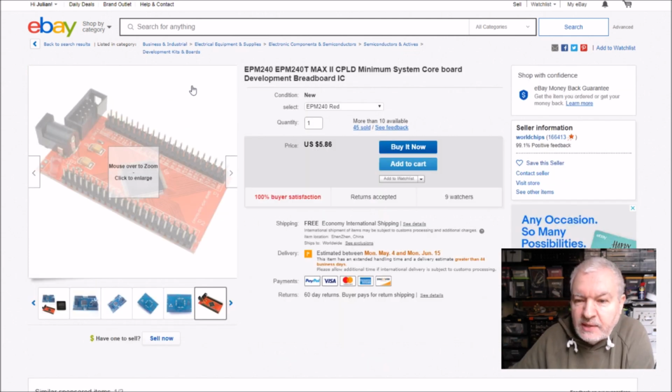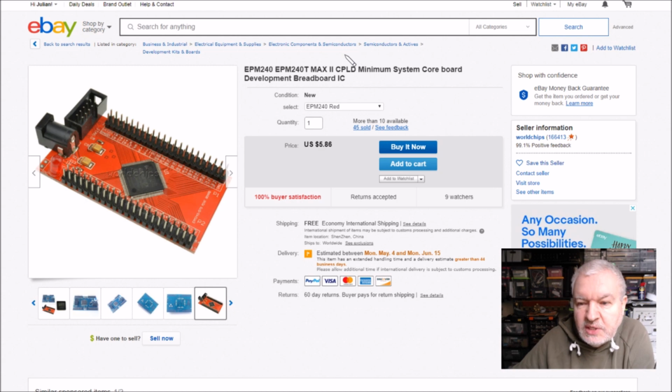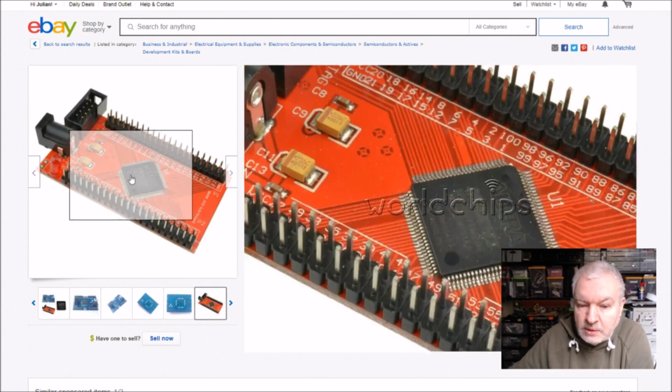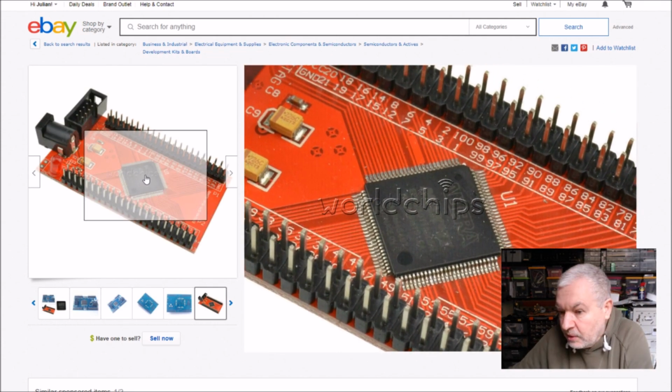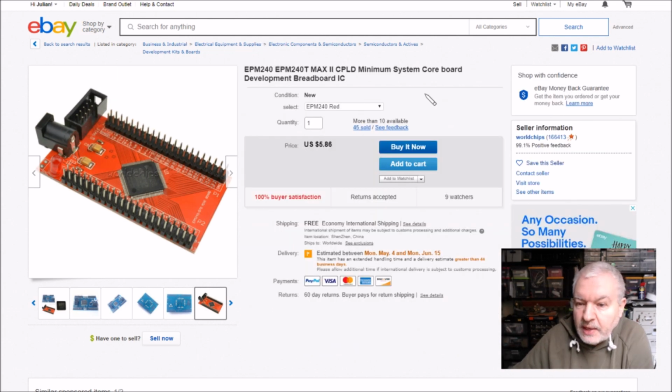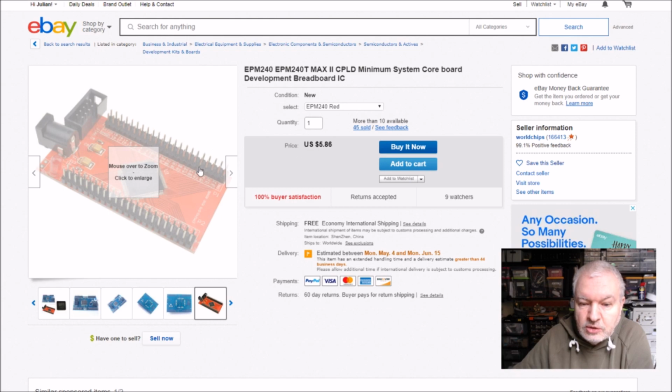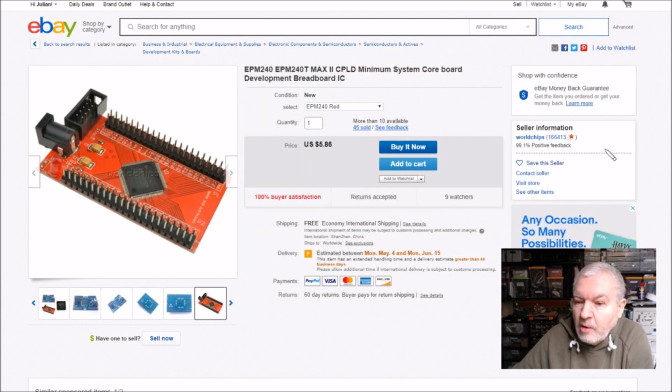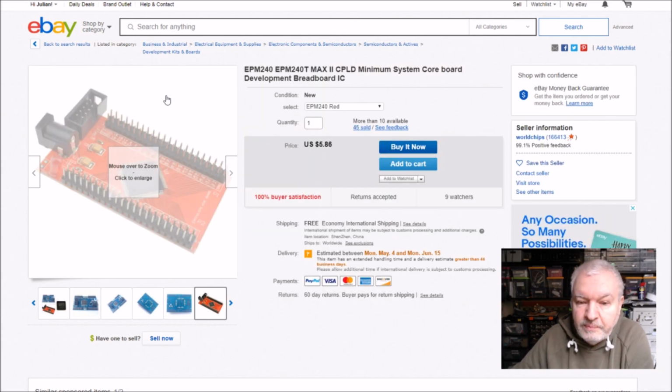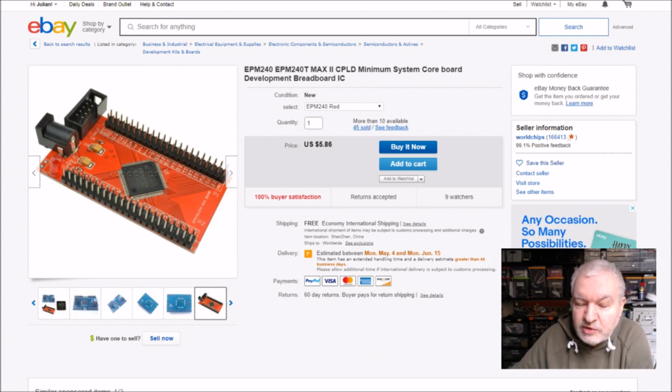But you can get CPLDs, which are sort of primitive, simpler versions of FPGAs. This one's the Altera Max 2. Pretty sure it's Altera. Yeah, that says Altera on it. And this one is just $5.86. Still got lots and lots of pins on there to play with. That could probably do the 10,000 year shift register as well. Maybe I'll get that. There's the JTAG programmer socket.